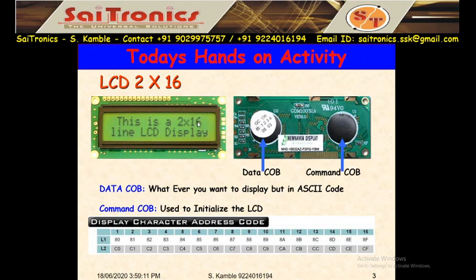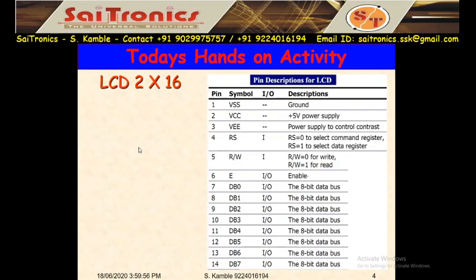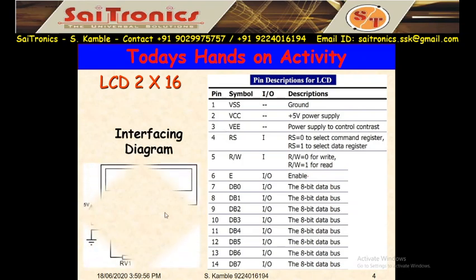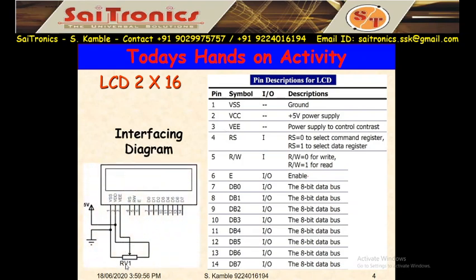Now this 16 by 2 LCD has specific addresses. The first line first character has address 80 and the second line first character has address C0. These are the addresses for LCD. Now the LCD pin diagram. Pin number 1 is ground, pin number 2 is VCC, pin number 3 is VEE. VEE is the power supply to control contrast. If you want to control the brightness of the alphabets or display, you can use a variable resistor. The fixed terminals are connected to VCC and ground, and the variable terminal is connected to VEE. By changing this resistor, you can change the contrast of the LCD.